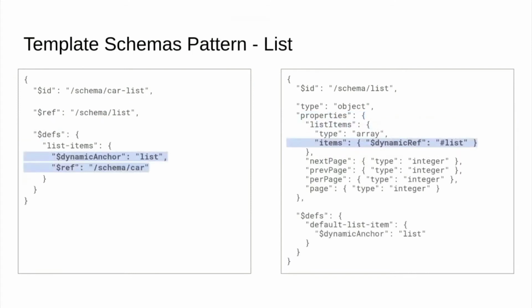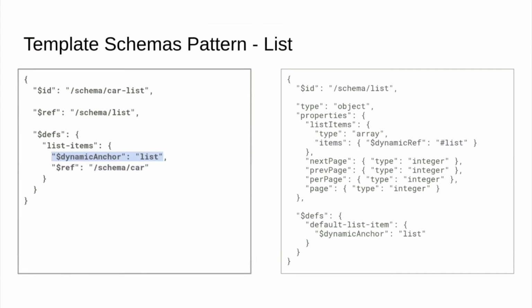We can fix that by using a dynamic reference. The dynamic reference in the list schema effectively gives us a slot where an extending schema can inject a schema of its choosing without coupling to any part of the structure of the list schema.